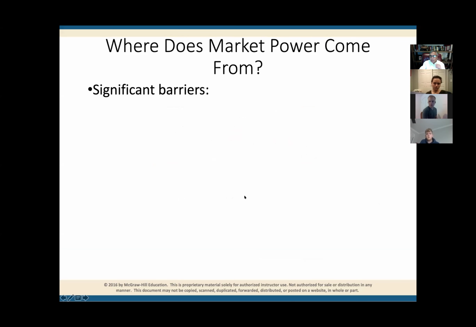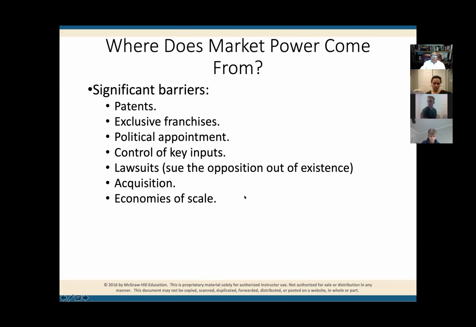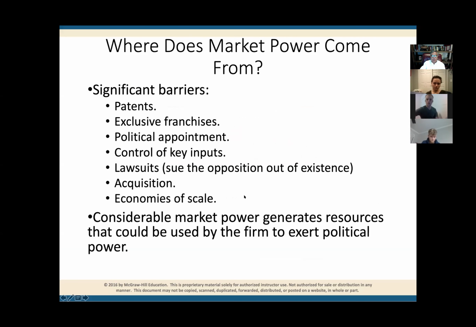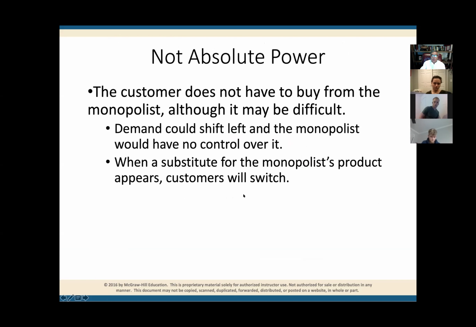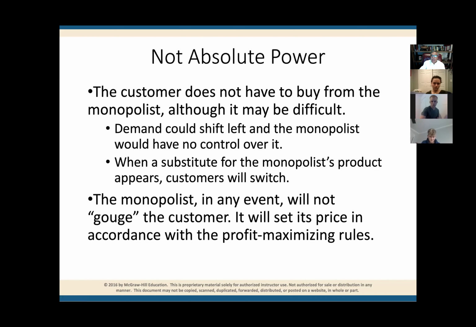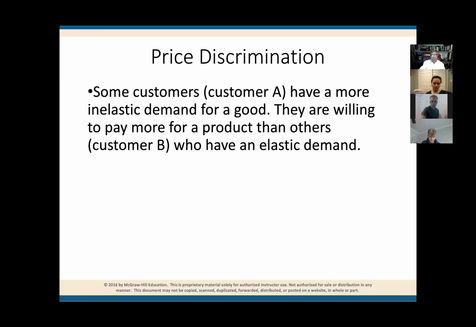Monopolies control a lot of barriers to entry. They can be patents, franchises, political appointments, and economies of scale. What we need to understand is that they don't have absolute power, but they have power. The reason they don't have absolute power is because consumers still control the demand. So the only way a monopoly will be able to make more money than what they already make when they use the strategy is if they engage in price discrimination.